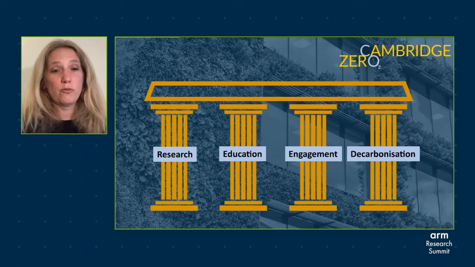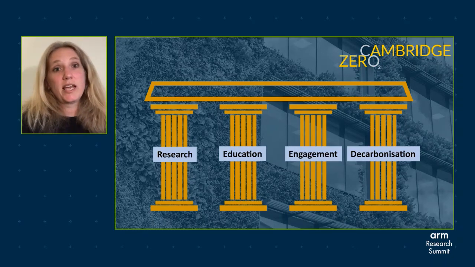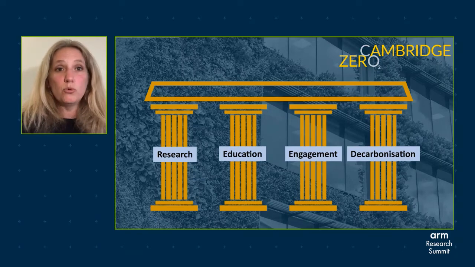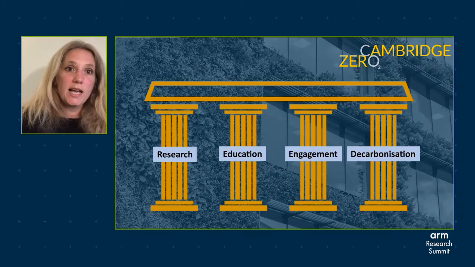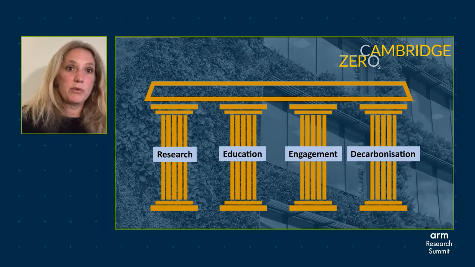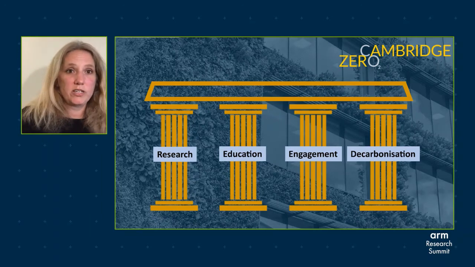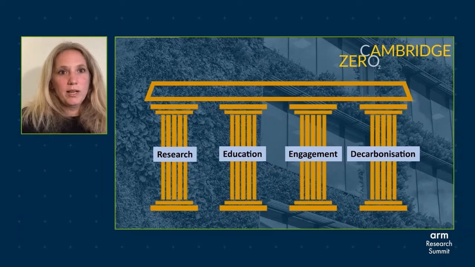And then the fourth pillar of what we're doing is looking at our own carbon footprint and how we can both decarbonise and run our activities in more sustainable ways, both directly within the university, but also within the city and region, and again in collaboration with other partners to help to support what we can in terms of delivering a zero carbon future.